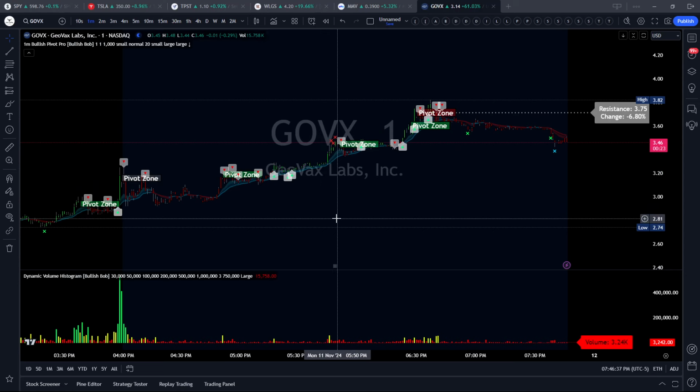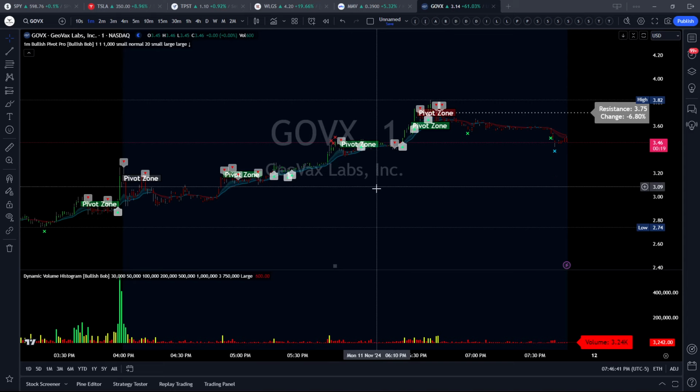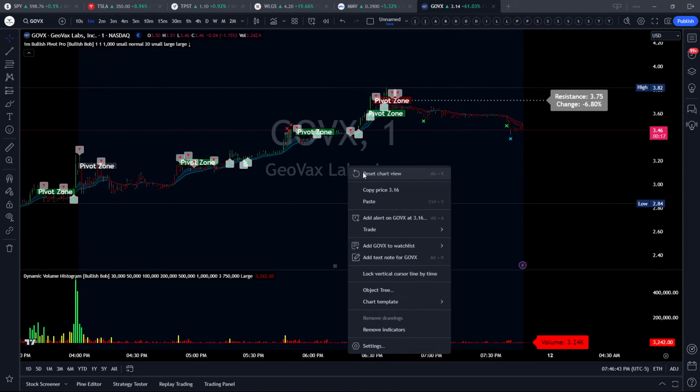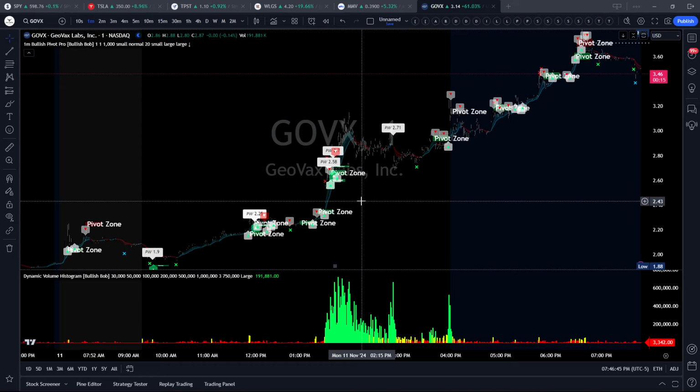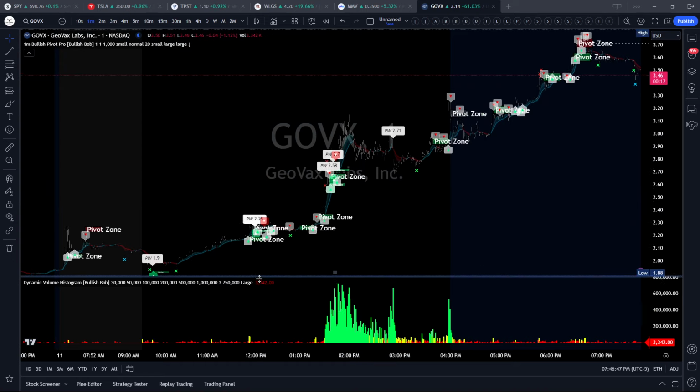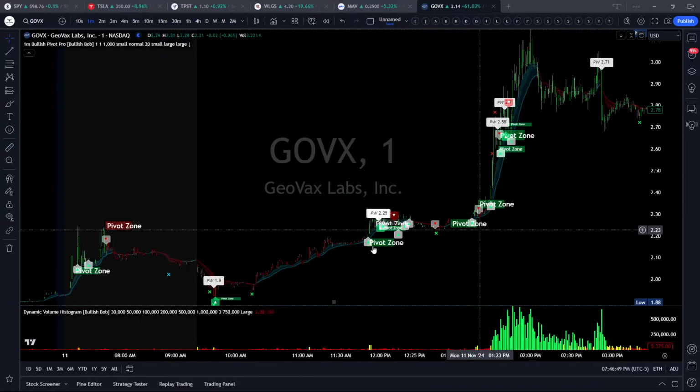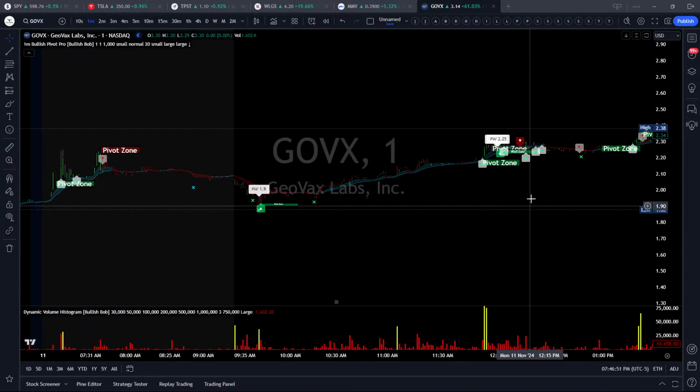So that means we want to focus in on possible outcomes on GOVX. We want to make sure that we're setting alerts. So if I pull this up and I reset the chart and zoom out, I'll shrink this down a little bit. This is the volume histogram down below. And we'll look at GOVX's move.